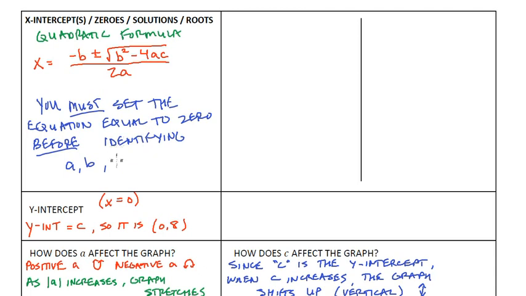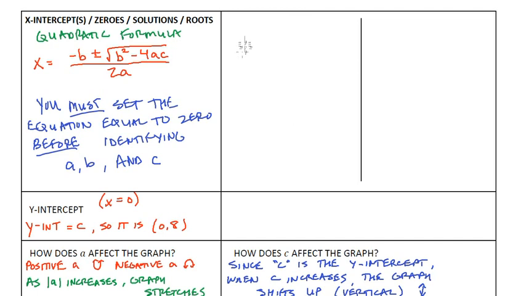Think about this, class. If we're going to find the x-intercepts, we know that y is equal to 0. We're doing the same thing that we did with factoring. You have to have the equation equal to 0 before you can use the quadratic formula. That means all of your terms need to be on one side of the equal sign, and the other side has to be 0, and then we can find a, b, and c.